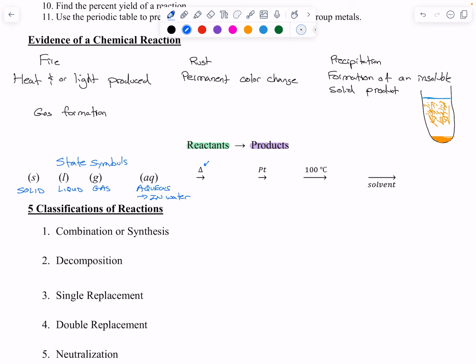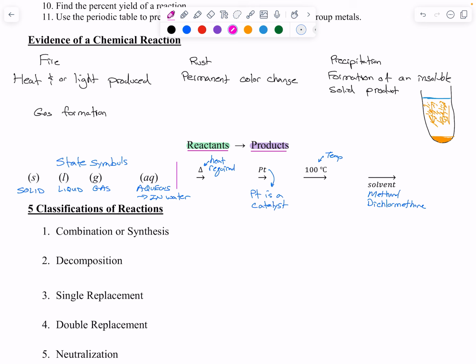This triangle means heat is required. That means platinum is a catalyst. That's the actual temperature required. The solvent, so let's say you had methanol or dichloromethane, DMSO, tetrahydrofuran. There's lots of different solvents besides water. I can draw a line here. These on the left, the state symbols go in reactants and products, so you know the state that is being made and used. Everything else goes with the arrow on the right hand side there.